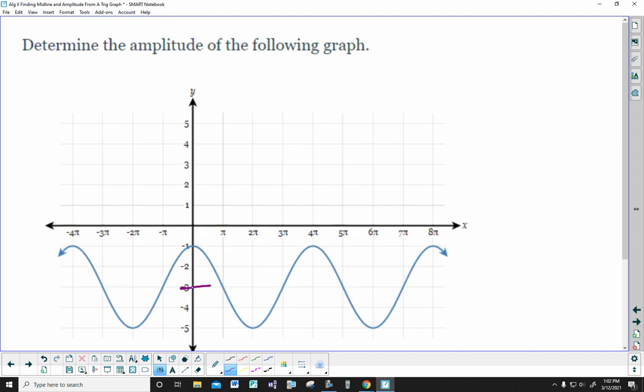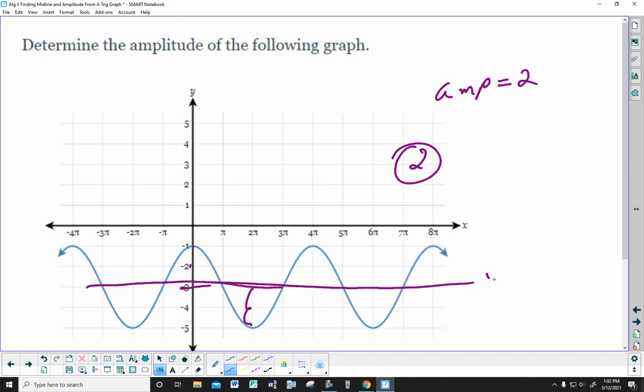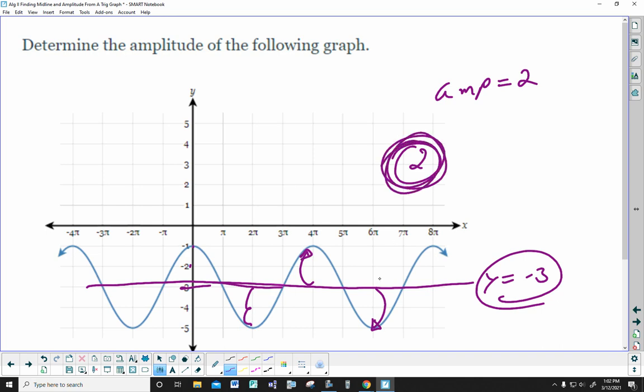Okay, the midline to me looks like it's about there. You can verify it. From there, it's up 1, 2. This is still the midline here, or down 1, 2. That number 2 is the amplitude. So the amplitude of this is 2. It's not looking for the equation of the midline. The equation of the midline would be y is equal to -3. It's the distance above to the maximum value, or the distance down to the minimum value. Either way, the amplitude is 2.